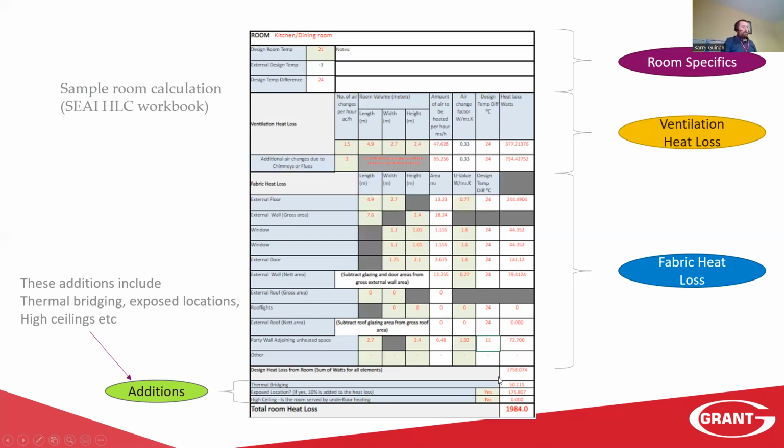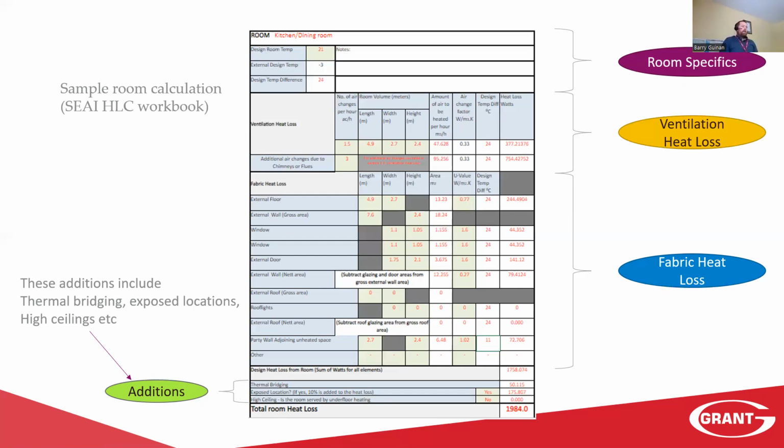So you will complete this then for every room in the house. As we can see, the total for the room being 1,758 watts, but we've already seen that the ventilation side of it is 1.1 kilowatts. So almost 2/3 of the heat loss for that room is lost by ventilation losses.